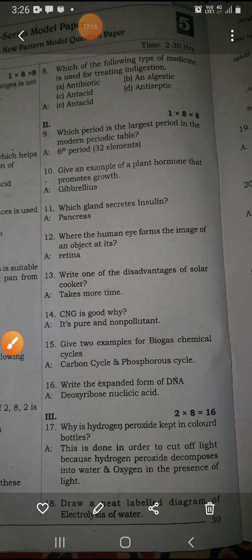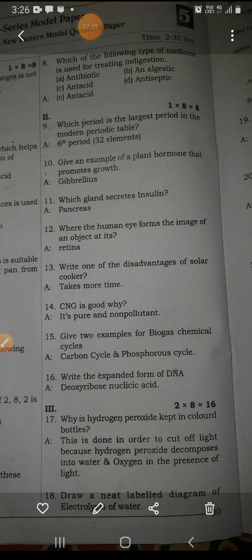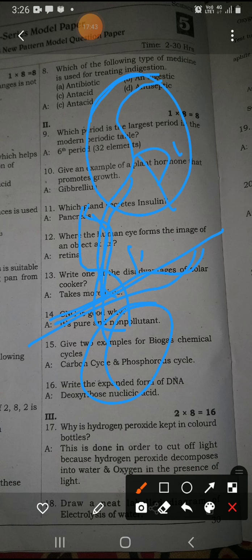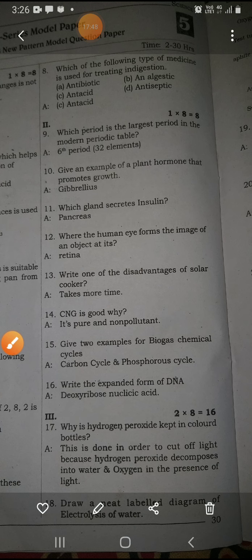Got it? So the right answer here, what is the question? CNG is good. Why is it good? It is pure and non-pollutant, since it is obtained, you know that, children, from the compressed natural gas. When we drill holes on the top of the earth's crust to get the fossil fuels, this gas is released to the atmosphere. This gas is in a pure form, which gives less exhaust to the environment.